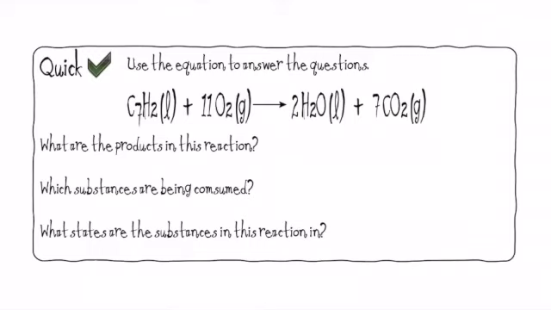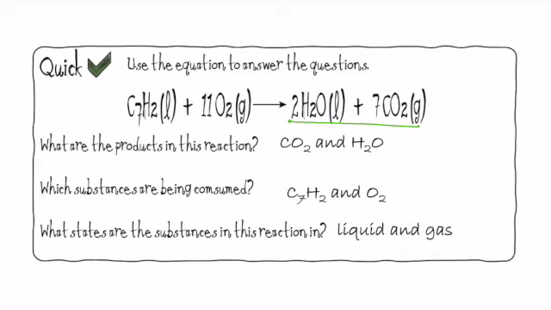So use this equation to answer the questions. What are the products in this reaction? Those are CO2 and water. What substances are being consumed? So what are the reactants? C7H2 and O2. What states are the substances in this reaction? So those are liquids and gases.